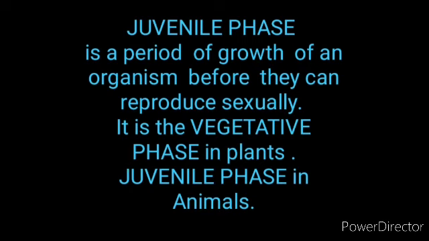Juvenile phase means it is a period of growth of an organism before they can reproduce sexually, before maturity. It is called the vegetative phase in plants. In animals it is the juvenile phase. In plants it is the vegetative phase.